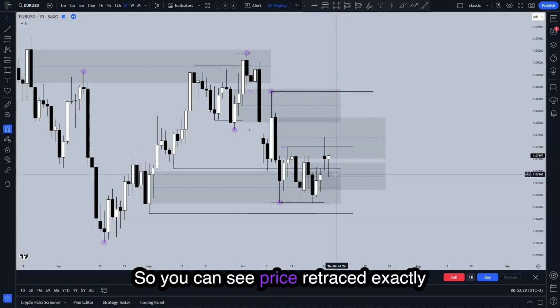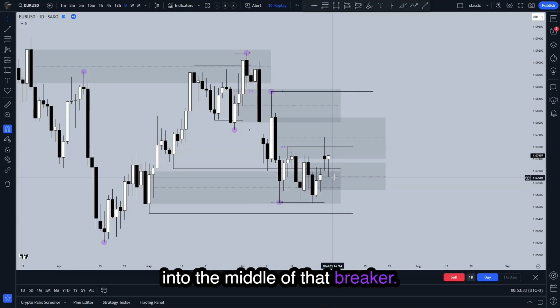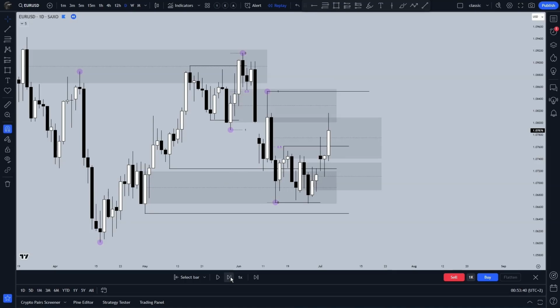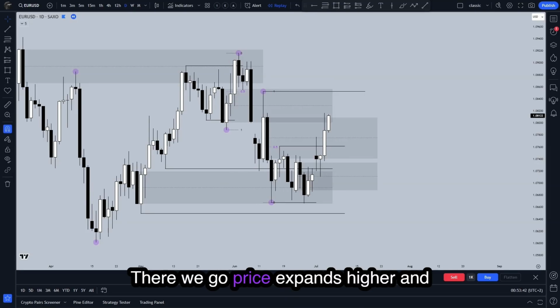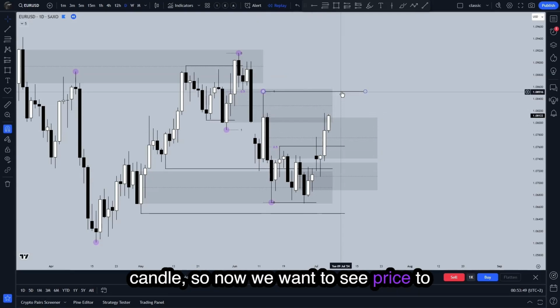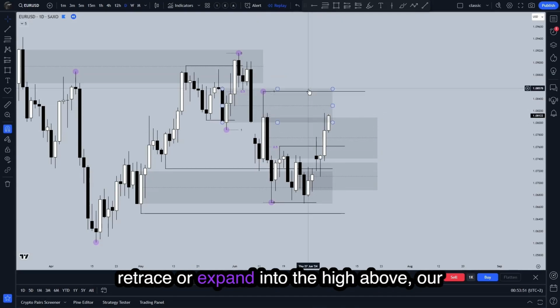So you can see price retraced exactly into the middle of that breaker. Now we want to see price continue to expand higher. There we go. Price expands higher and we got a close above this up close candle. So now we want to see price retrace or expand into the high above, our next target.